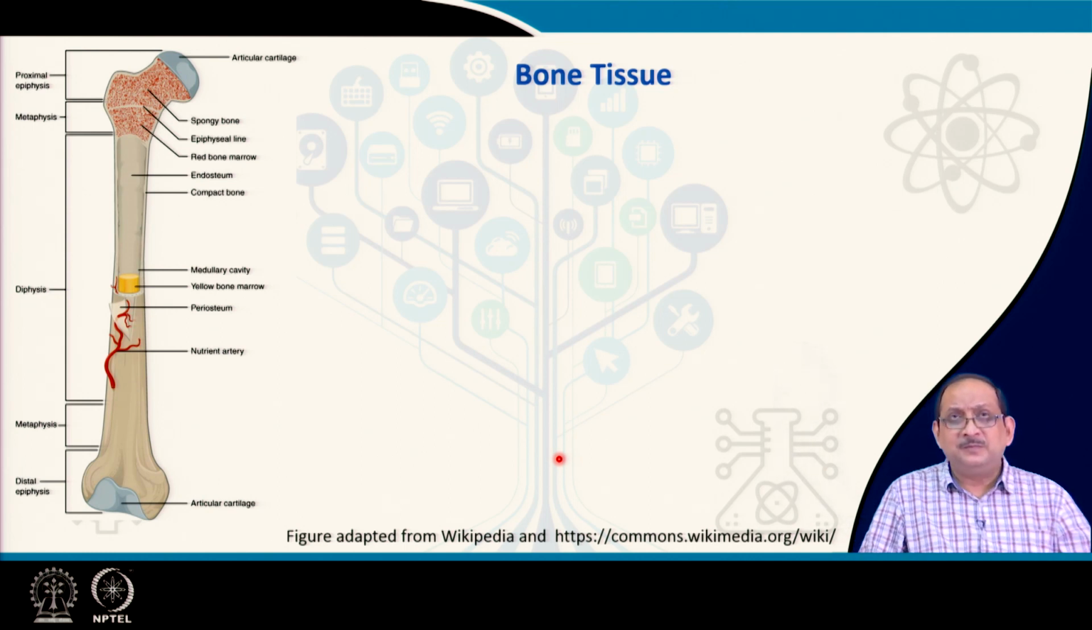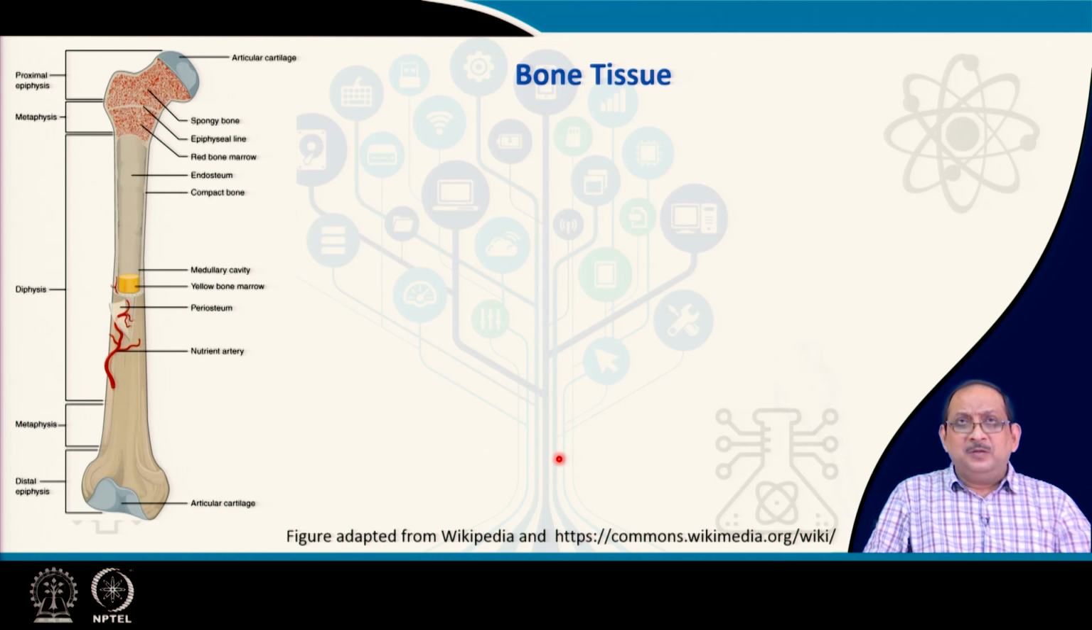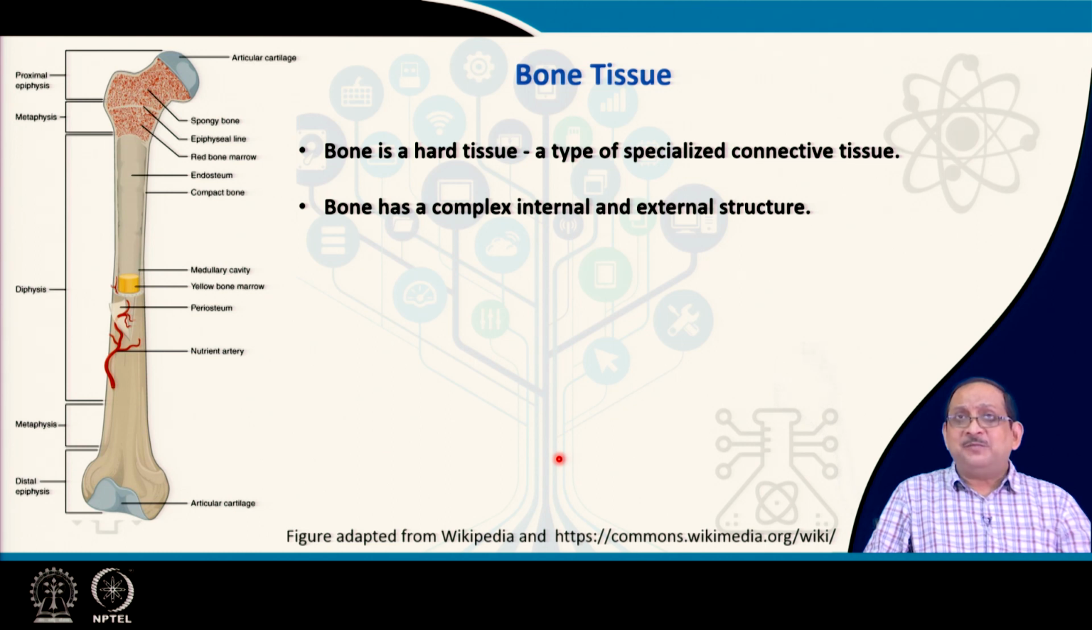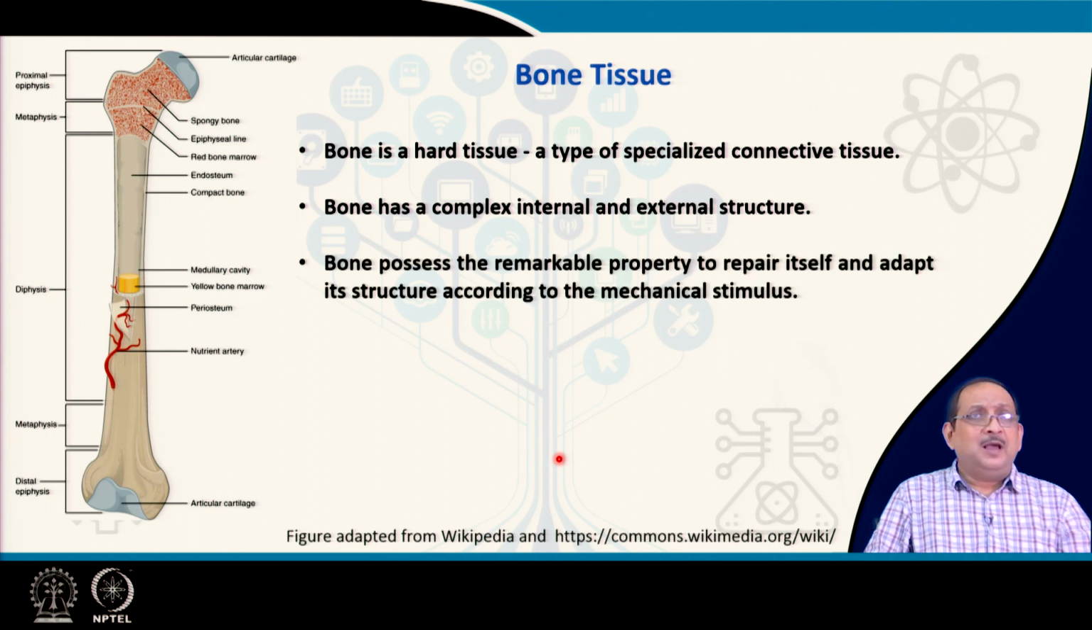Now, let us consider the bone tissue. The bone is a hard tissue and it is a specialized type of connective tissue. Bone has a very complex internal and external structure, and bone possesses the remarkable property to repair itself and adapt its structure according to the mechanical stimulus or loading it receives.